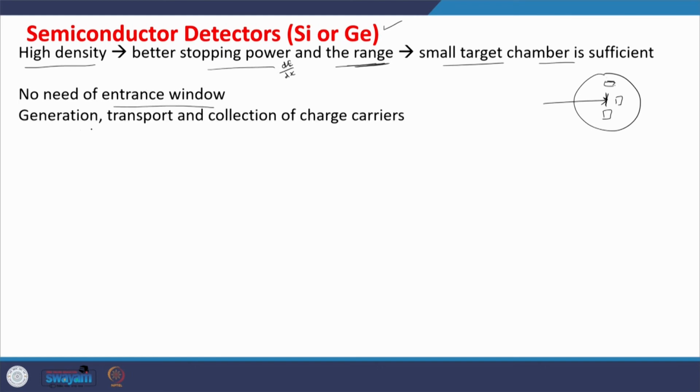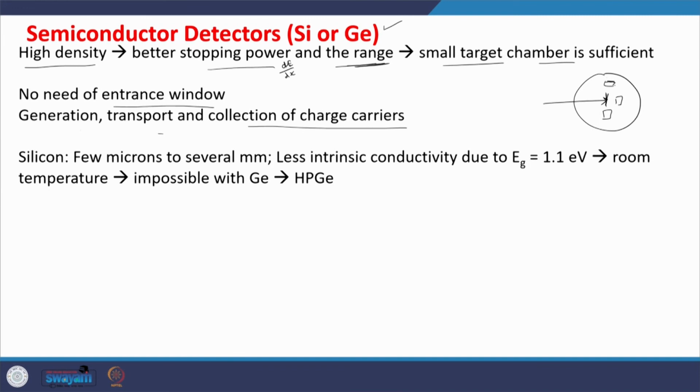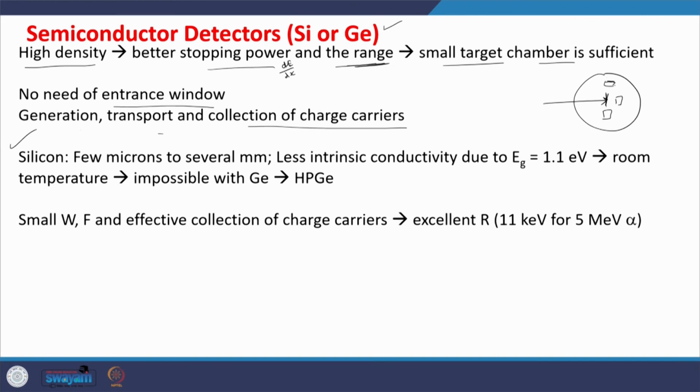And as I said, the efficient generation, transport and collection of charge carriers decides the sizes of the detectors. And of course, this is some kind of repetition, the silicon and HPGe we have already discussed. Now, this is important, the small value of W, it is of the order of 3 electron volts in case of semiconductors. Do you remember the value of W in the case of gas? It is about 30 electron volts. So, 10 times difference. So, W value is less.